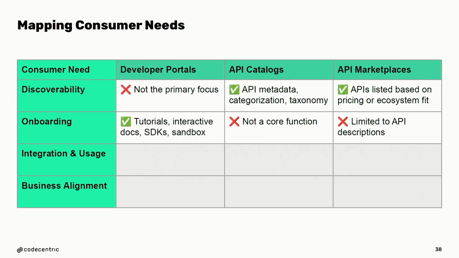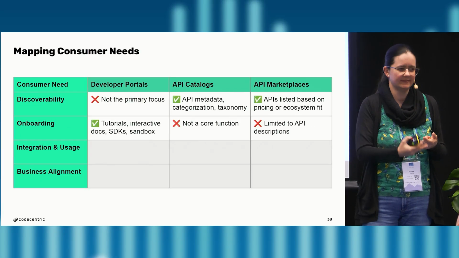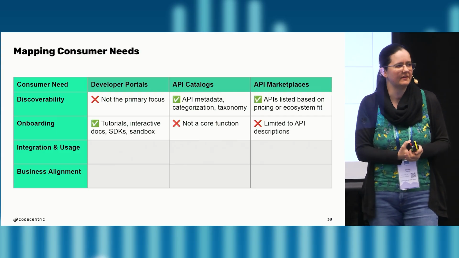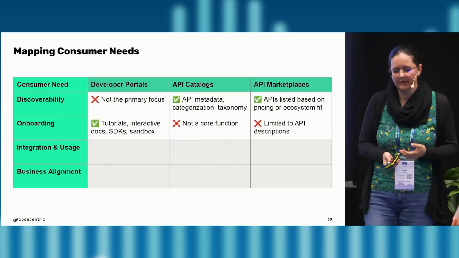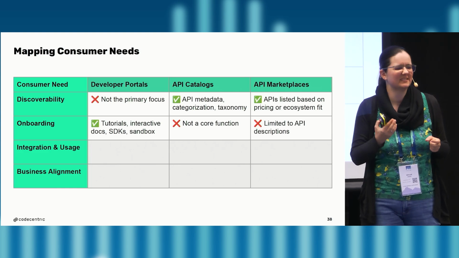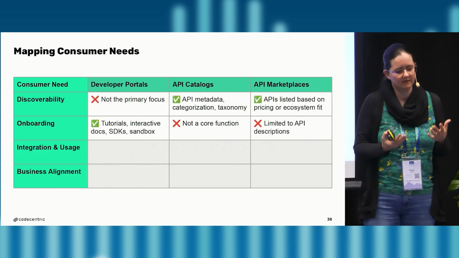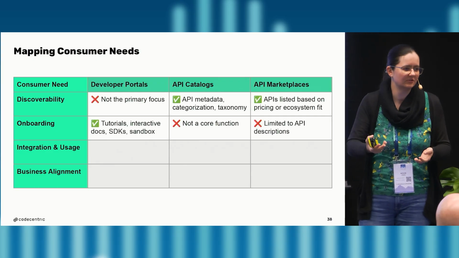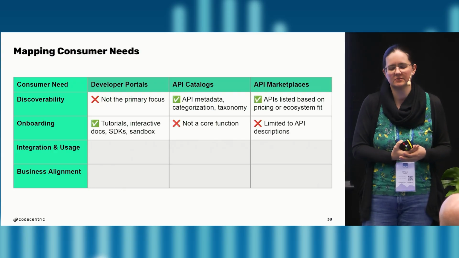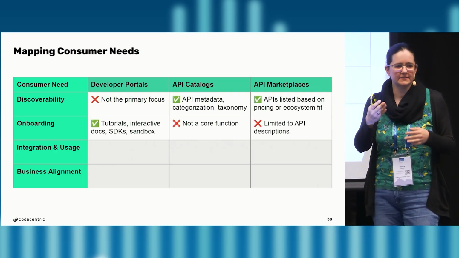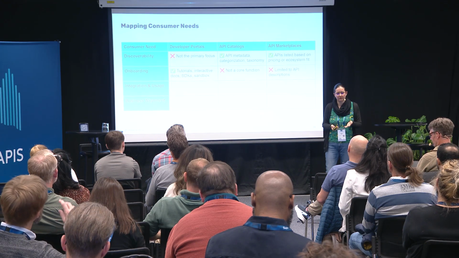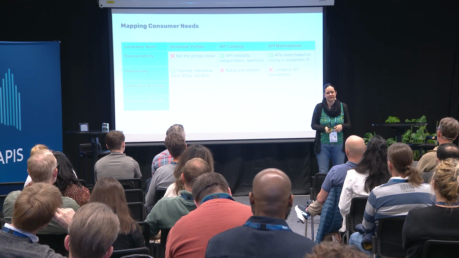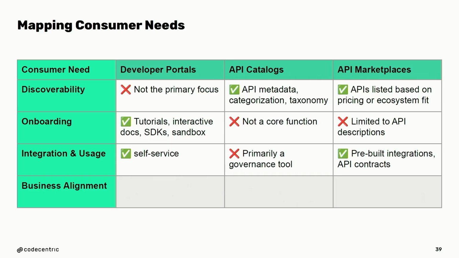For onboarding, actually, that's the heart of the developer portal, right? Onboarding developers, tutorials, interactive documentations, SDK, sandboxes, everything I already talked about. For catalogs and marketplaces, it's not really a core function. A catalog usually doesn't support, or there are many catalogs that don't support any additional documentation besides a reference documentation or something like that. And also the marketplace is usually very limited in this regard or contains more business relevant information.